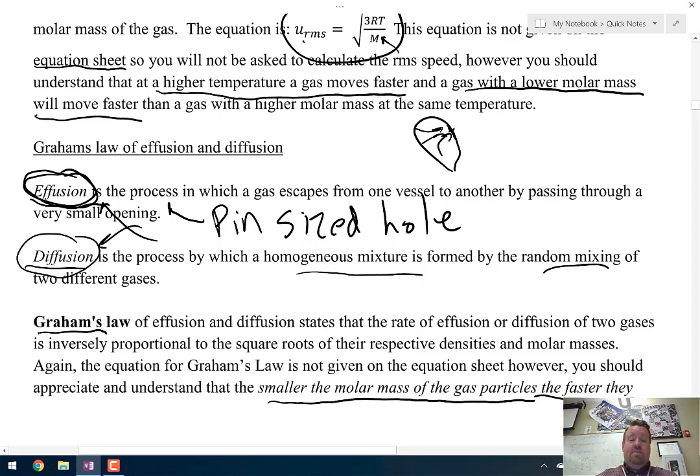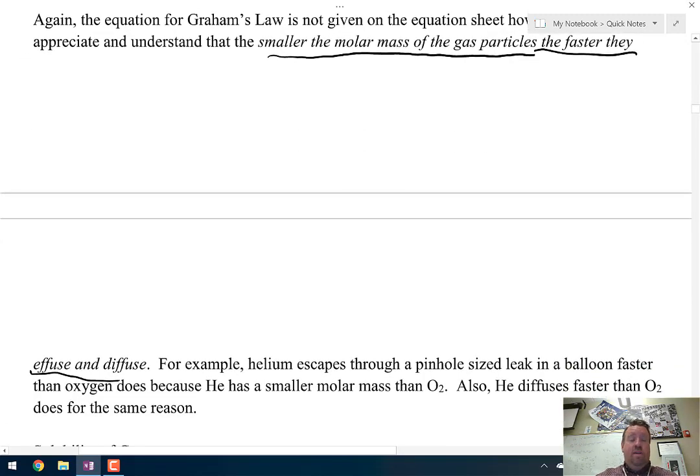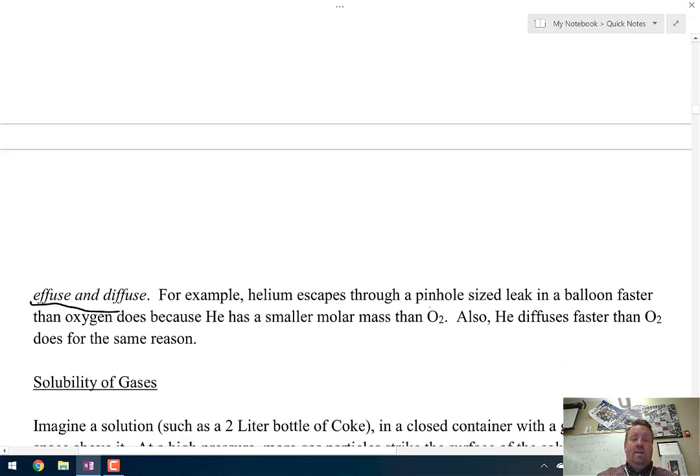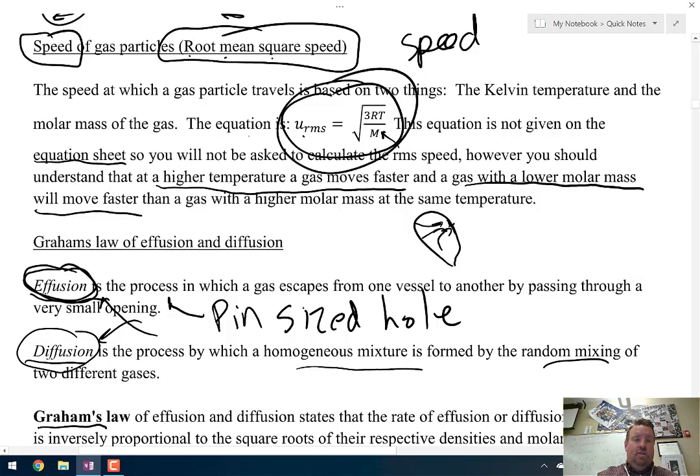Okay, and diffusion is the same thing. The smaller the molar mass of the gas particles, the faster those molecules are moving, and therefore the faster they're going to effuse and diffuse. Okay, for example, helium escapes through a pinhole-sized leak in a balloon faster than oxygen does. And how would you explain that on the AP test? Simply because helium has a smaller molar mass than oxygen does, and helium therefore is moving faster than oxygen does, and so it's going to effuse, and here we can also see helium diffuses faster than oxygen does for that exact same reason. So effusion and diffusion are related absolutely to this root mean square speed equation.